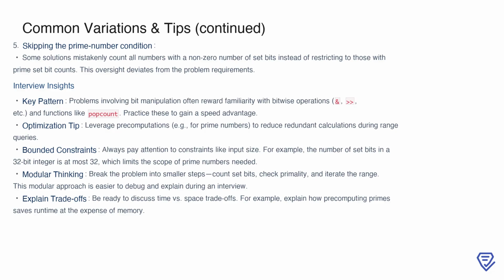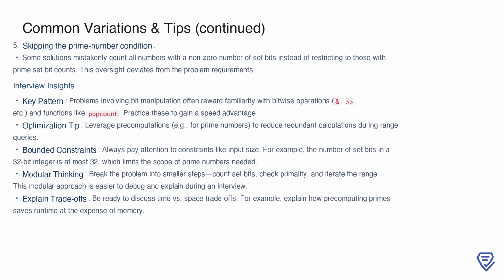Now, when it comes to interviews, there are several insights to keep in mind. Problems like this often reward a strong grasp of bit manipulation techniques, such as using bitwise operators like AND, as well as specialized functions like popcount. Practicing these concepts can give you a significant advantage. Optimization is another key area. Pre-computing values like prime numbers helps reduce redundant calculations during range queries. It's also important to stay mindful of constraints, such as the maximum number of set bits being 32, which limits the prime numbers you need to consider.